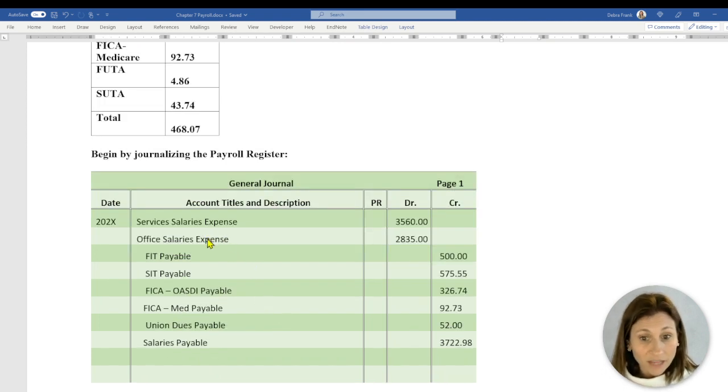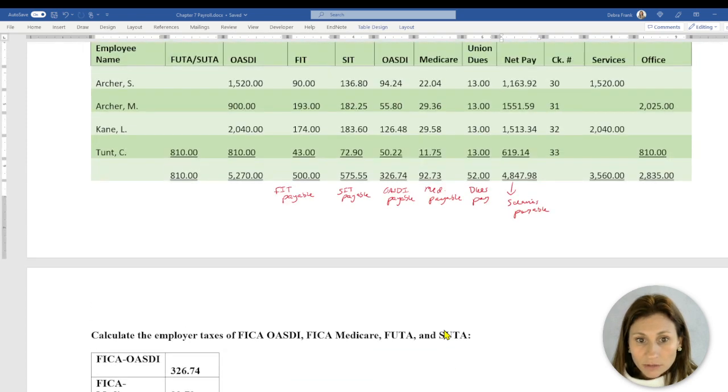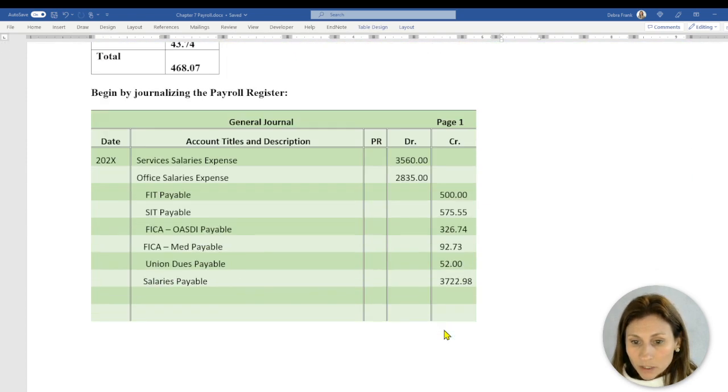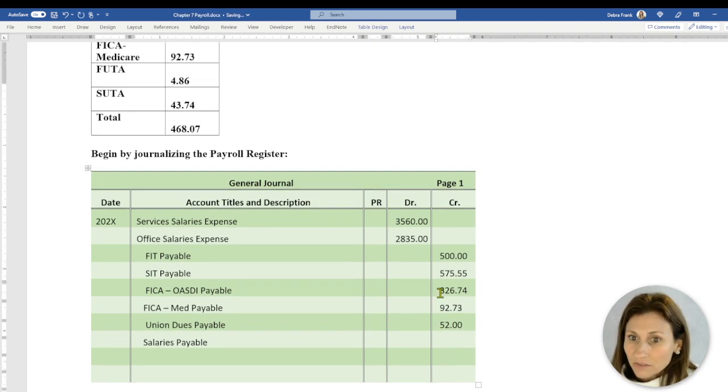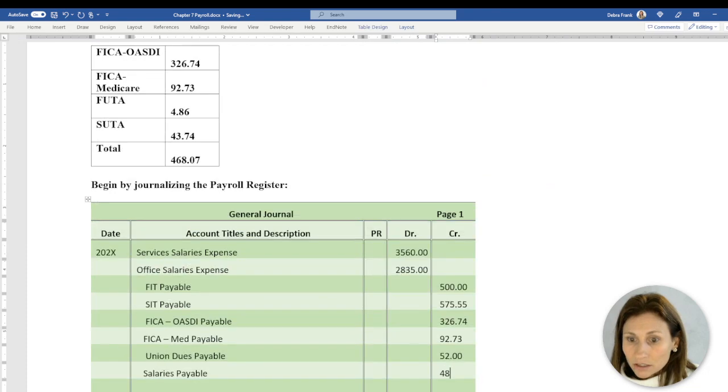I went ahead and did that already. So there's my two debits for the amounts, and then there's all my payables as well. And I think we are good. Let's make sure I have all the right amounts in there. It looks like I have a wrong amount here, so let's fix that, and let's double check that everything adds up since I see a mistake there.